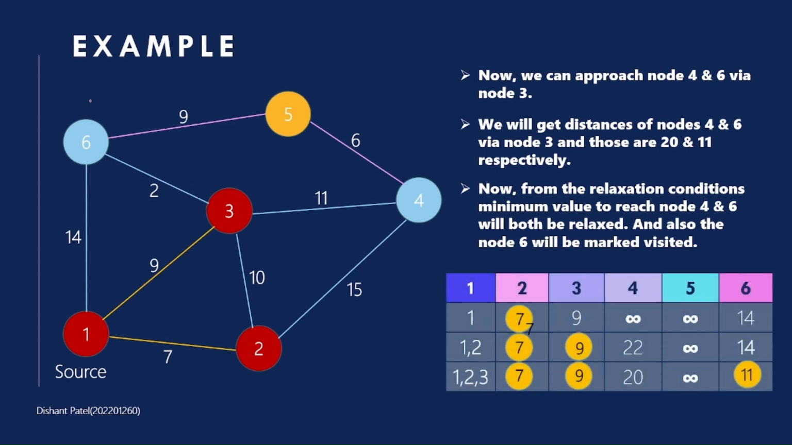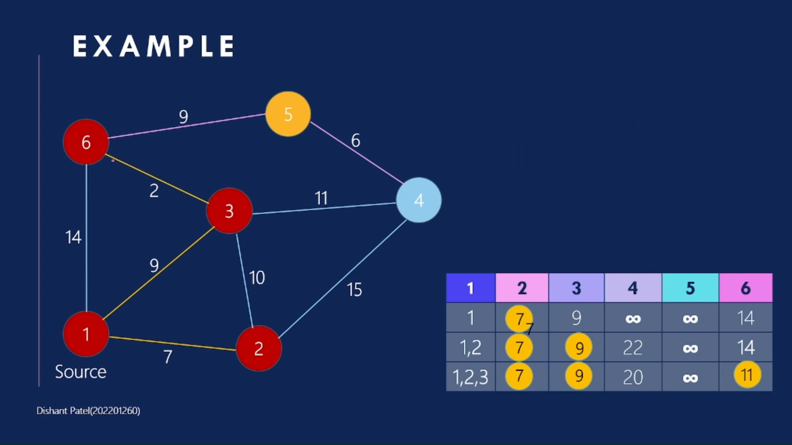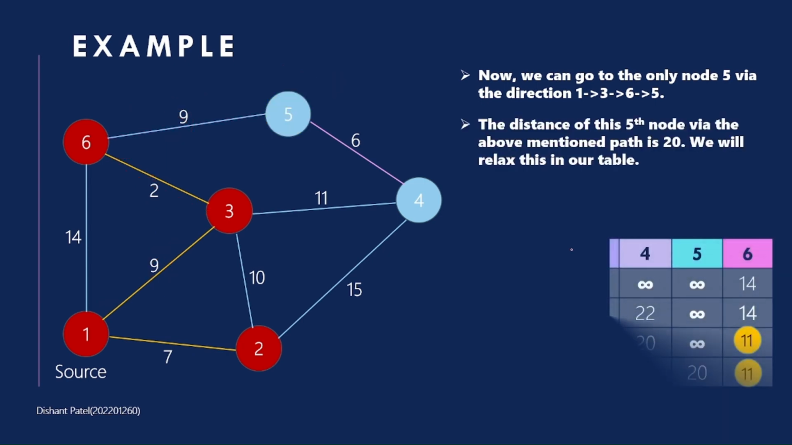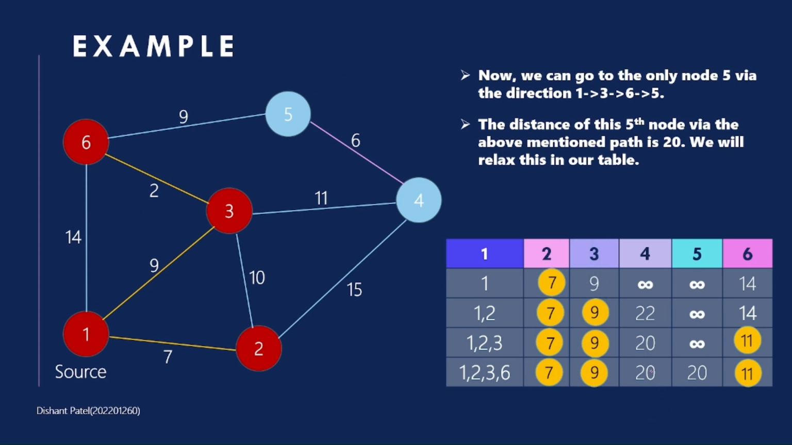We will choose the minimum value amongst these 11 and 20, that is 11, and we will mark the sixth node. Now from the sixth node we can only go to the fifth node, and through this path the distance of the fifth node will become 9 plus 2 plus 9, that is 20. We will update the 20 value in our table, and now you can see that the distance of 4 is also 20, and the distance of fifth node is also 20.